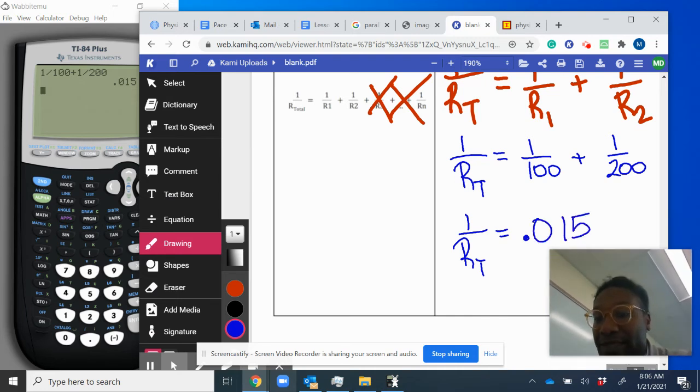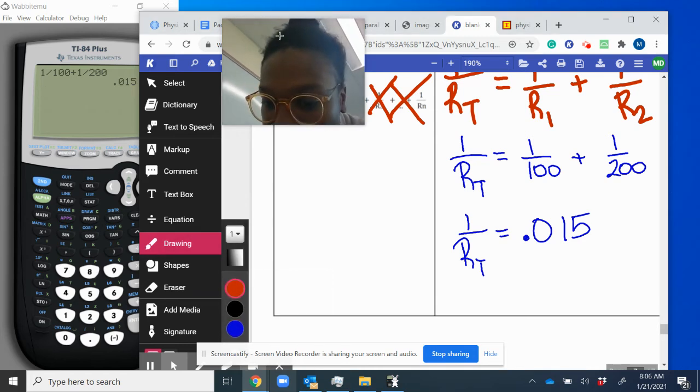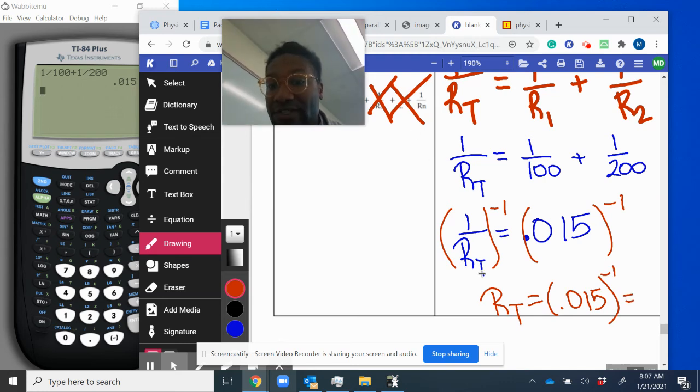Okay. Now, at this point, you have a couple options. You can cross multiply, if you want to. The easiest way to solve, though, is to take the inverse of both. So I'm going to show you what I mean. Does that look like a negative one? Okay, so what the inverse does is that whatever's in the denominator now becomes the numerator. So it flips it. In this case, RT was in the denominator, now it's in the numerator.